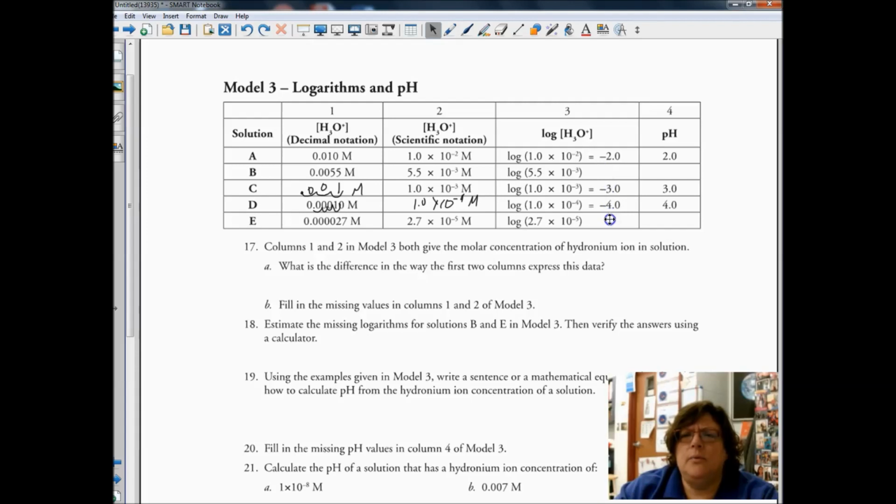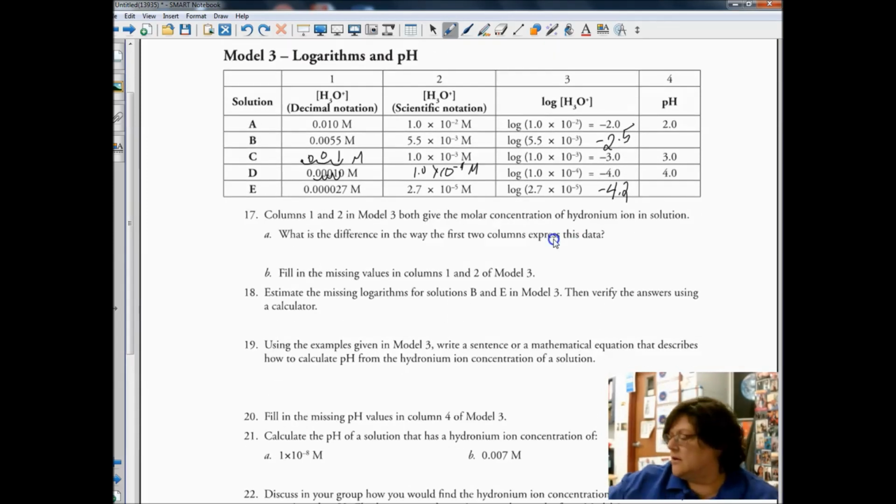So that would be these two spaces here. If we estimate 5.5, it is going to be between negative 2 and negative 3, so it's going to be probably negative 2.5, we'll estimate. And this will be between negative 4 and negative 5. 2.7, it's closer to the negative 4, so I'm going to go negative 4.2. Okay.